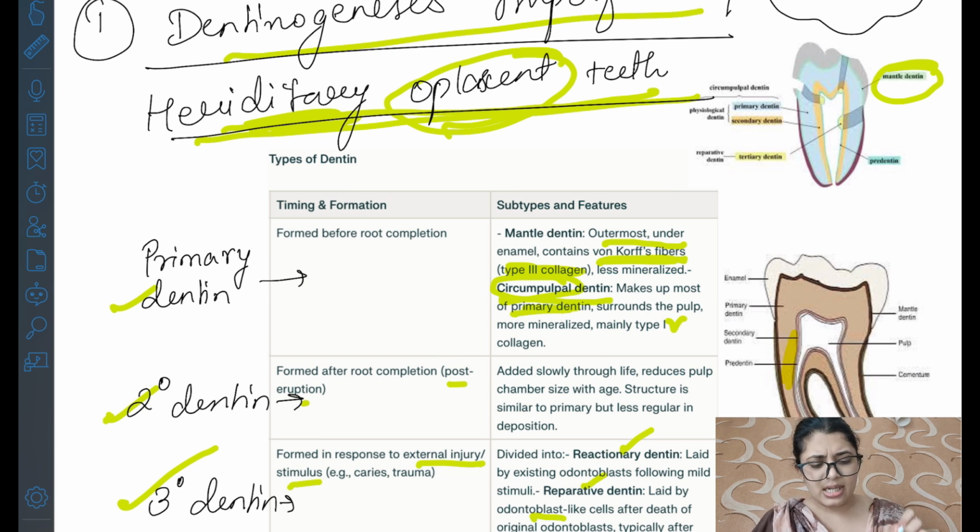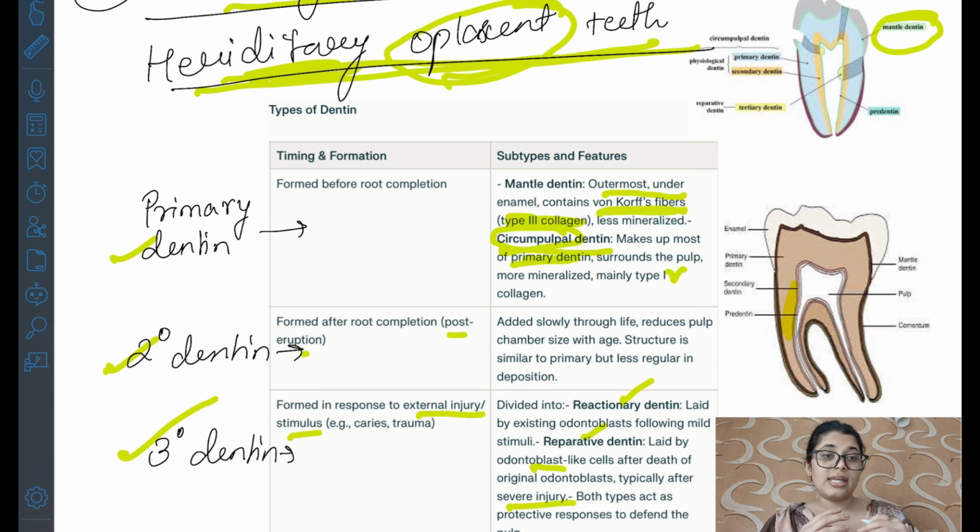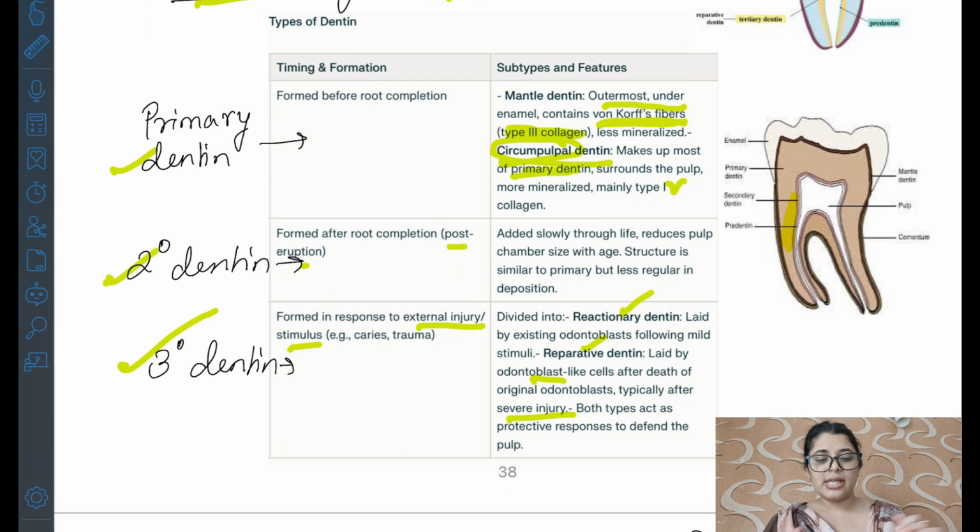collagen. Then the secondary dentine is formed after root formation, and this secondary dentine obstructs the pulp with aging. Now the tertiary dentine is formed in response to external injury or any stimuli like caries or trauma. It is divided into reactionary dentine and reparative dentine.